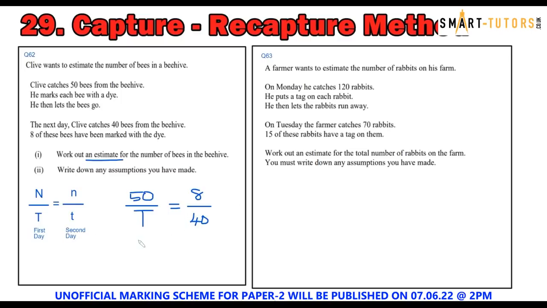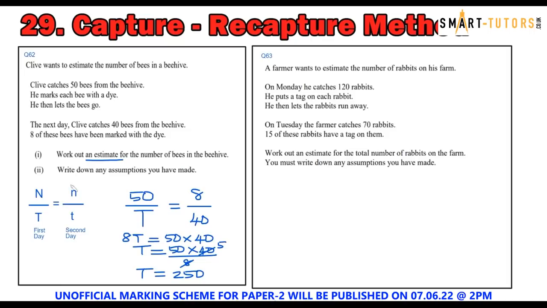So now you can cross multiply. 8 times t is 50 times 40, and divide by 8. So t equals 50 times 40 divided by 8. 8 goes into 40 is 5. So 5 times 50 is 250 bees in the beehive in total.